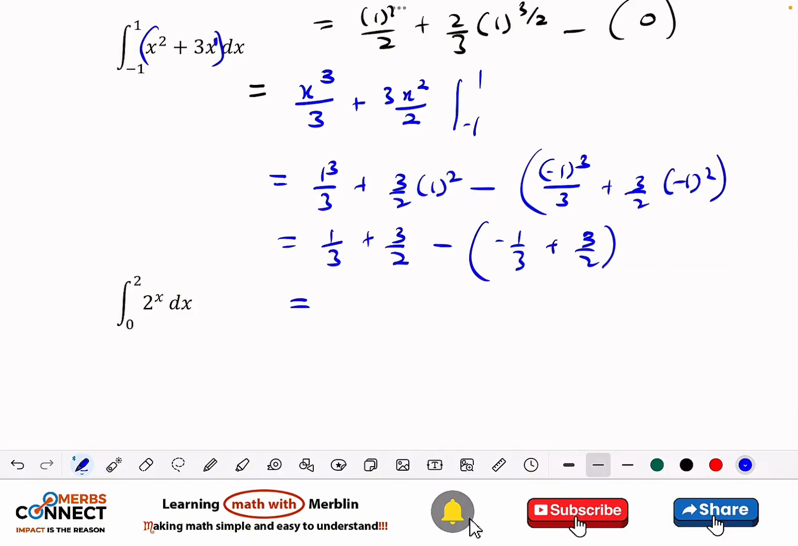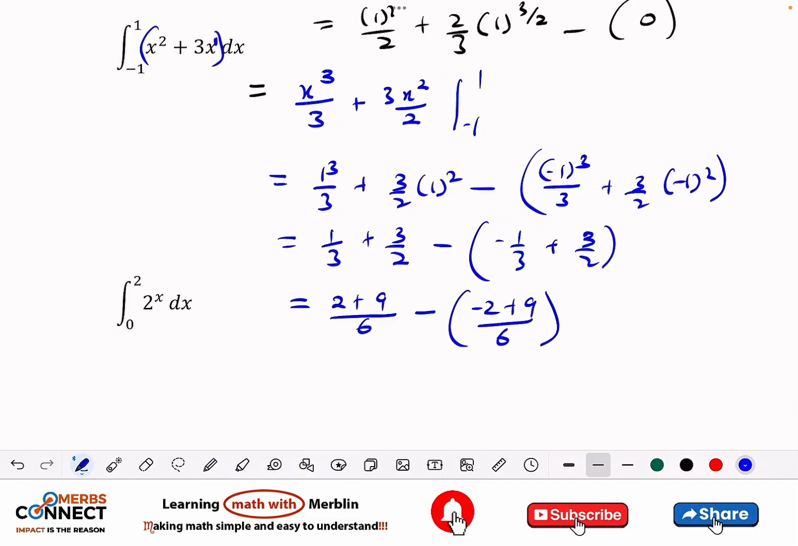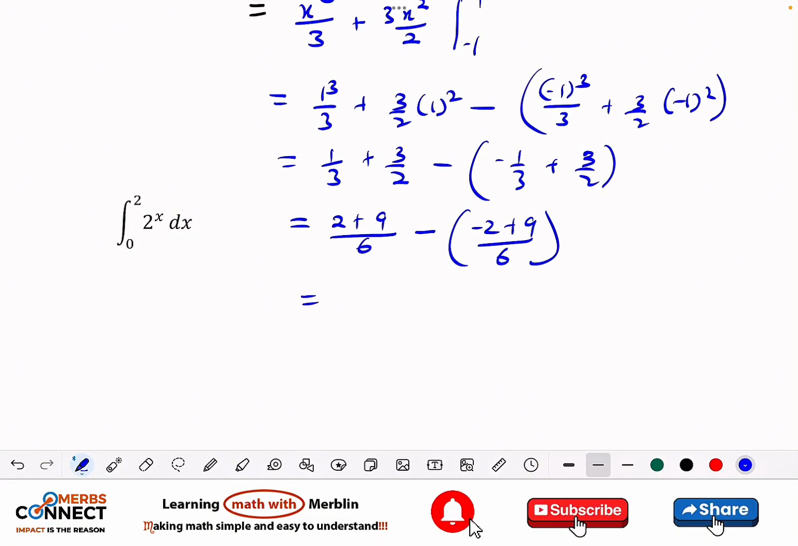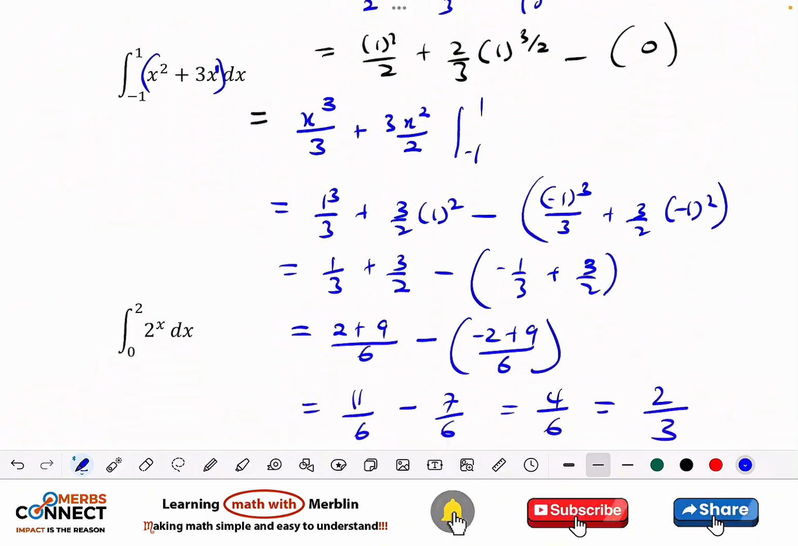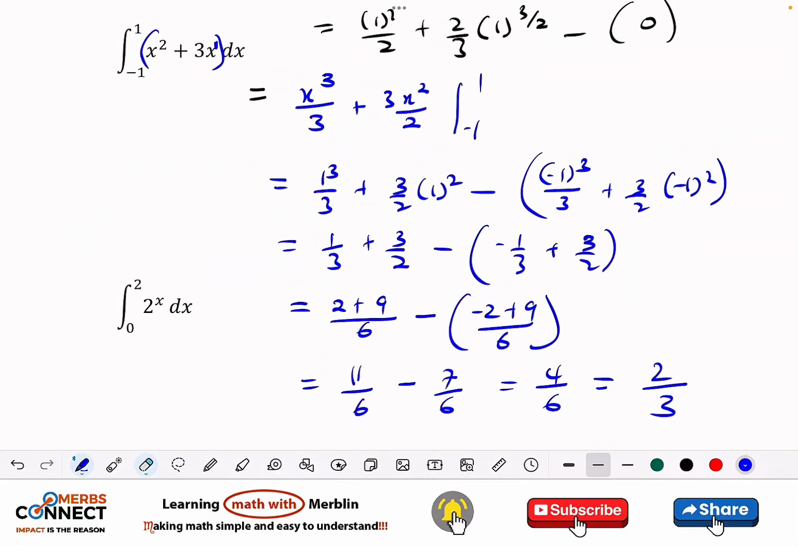So this one is going to give us 2 plus 9 divided by 6. So this times this, and this times that, and divided by this times that. You can use a calculator to verify from there. Then this is going to give us minus 2 plus 9 divided by 6. So this is going to give us 11 divided by 6 minus 7 divided by 6. And this is going to give us, I think, 4 divided by 6, which is 2 divided by 3. So this is what you are going to get for this one too.